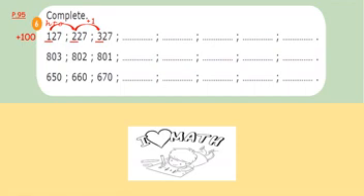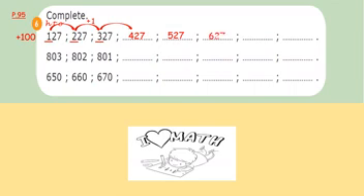Look at the next numbers. To find the next number, I write 427. I add 1. Look, I just changed the hundreds digit. I add 1 to it, and I keep the ones and the tens the same. 427. The next number is 527. I just changed the hundreds digit by adding 1 to it.